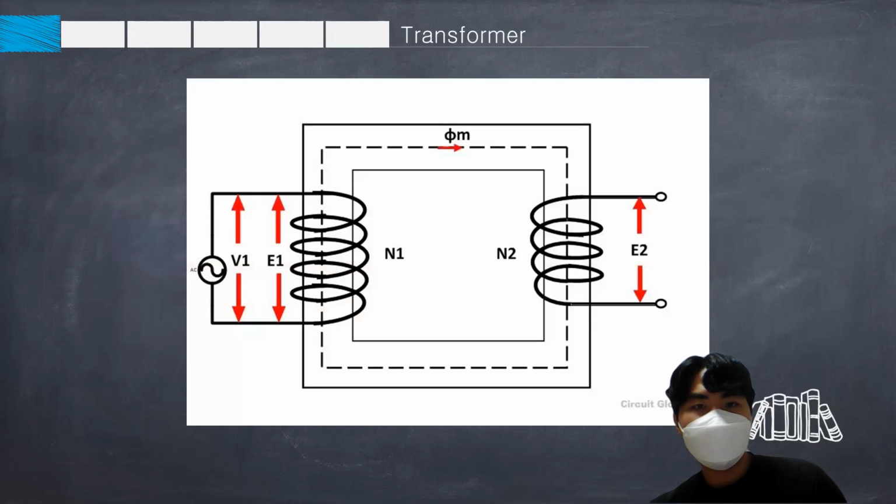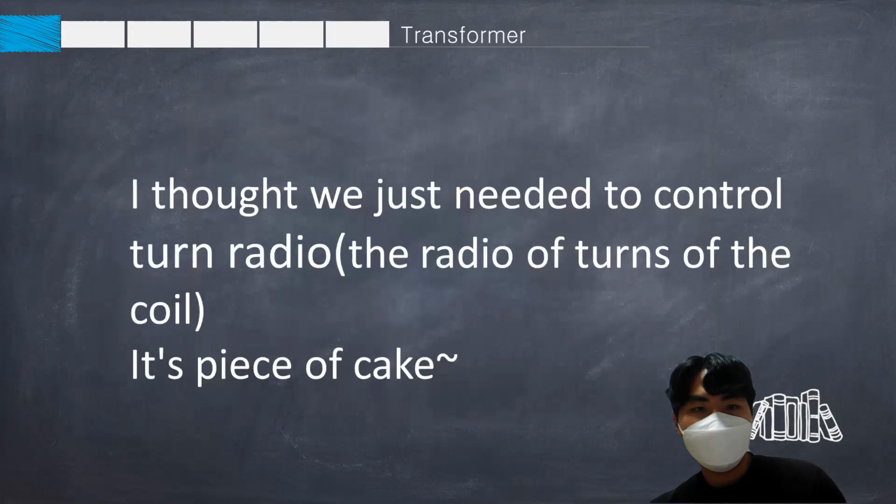So let's start with the transformer first. This is a basic diagram of a transformer. I thought we just needed to control the ratio of turns of the coil. We all thought it was a piece of cake because in theory, making a transformer is really easy, but we found out we were really wrong.